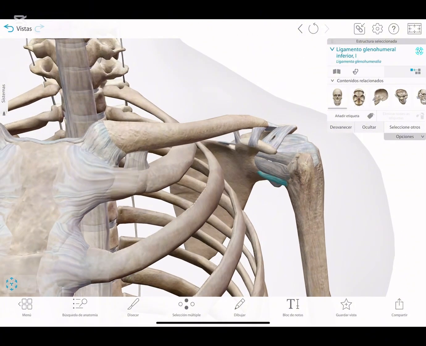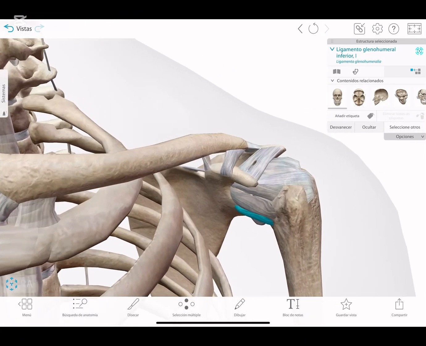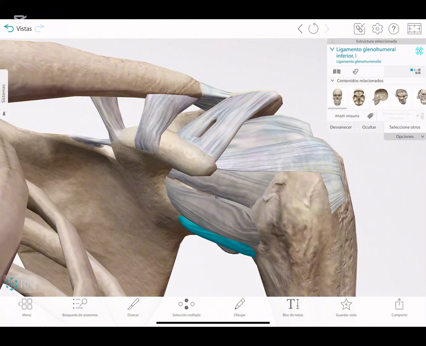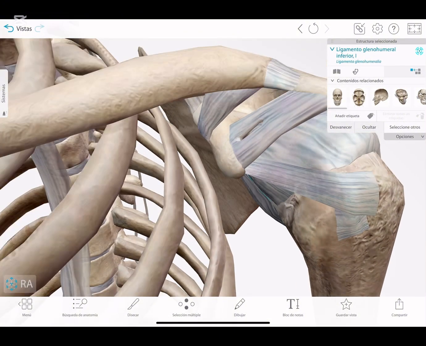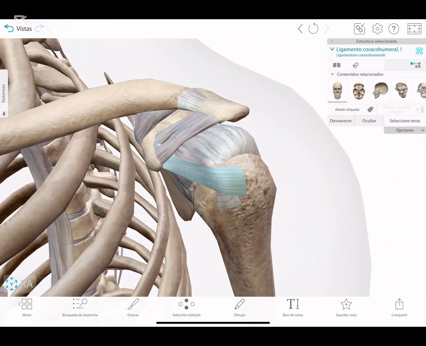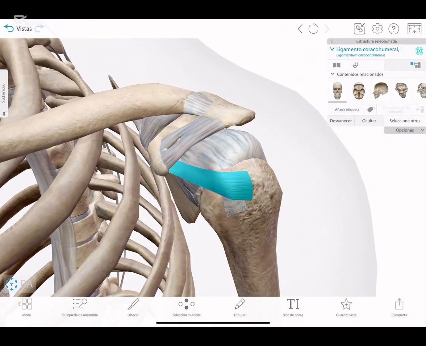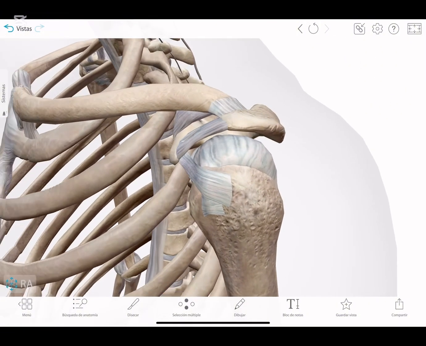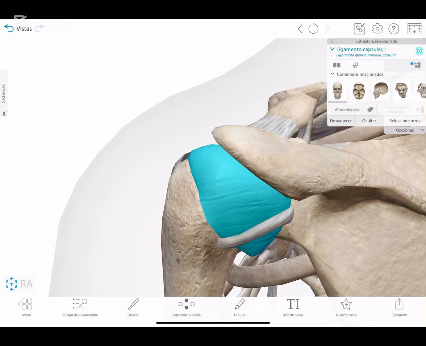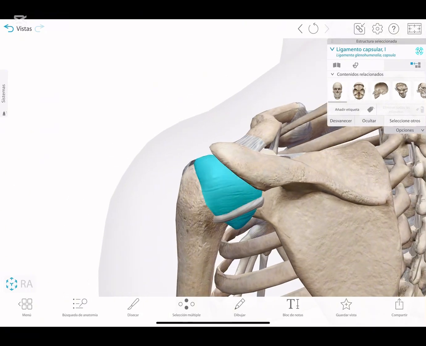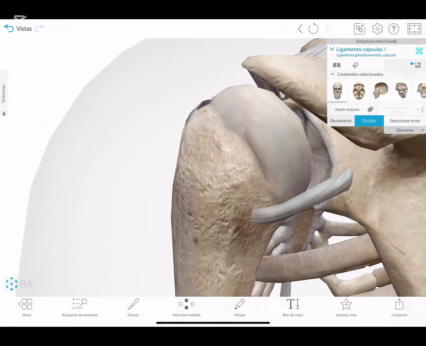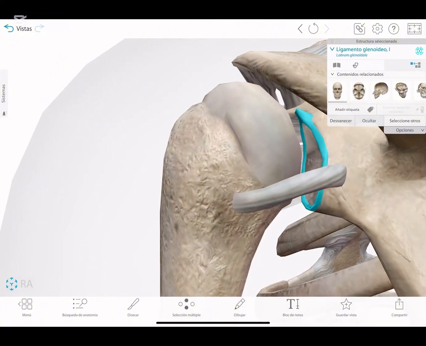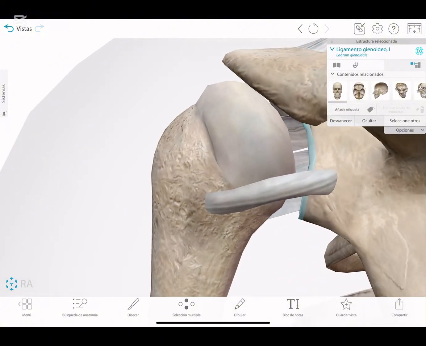Then we have the coracohumeral ligaments. They stabilize the humeral head by attaching to the lesser tubercle, the trochin, of the humerus. They originate from the same place as the short head of the biceps, on the coracoid process. Posterior capsule: essential for stability. It prevents anterior dislocation and compensates for weakened anterior structures. And now we have the glenoid ligaments.